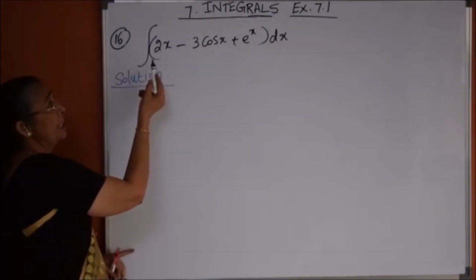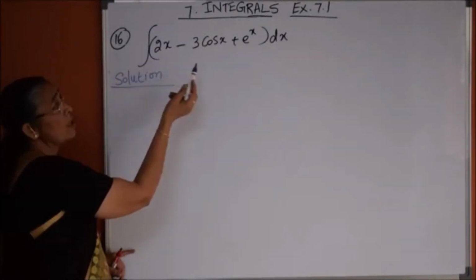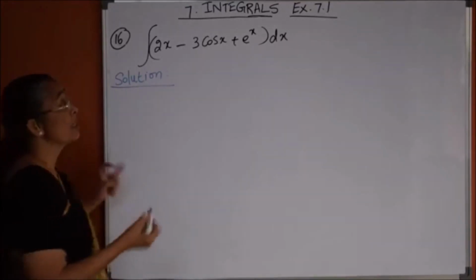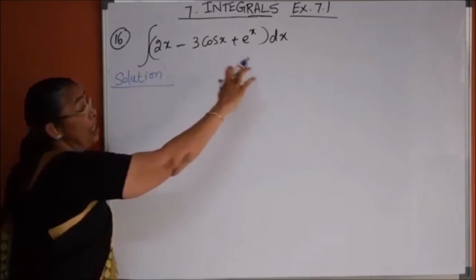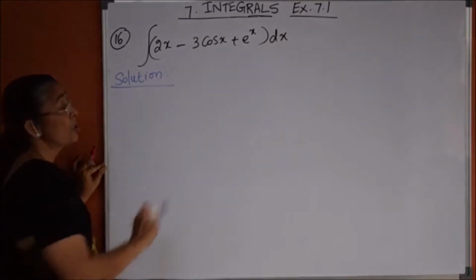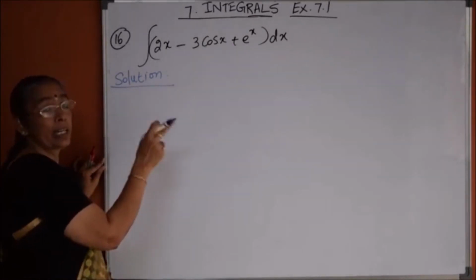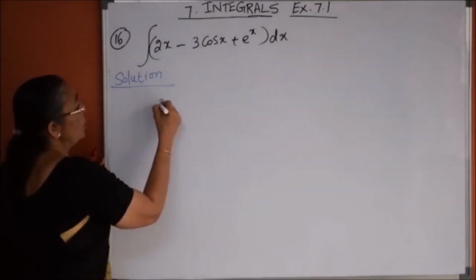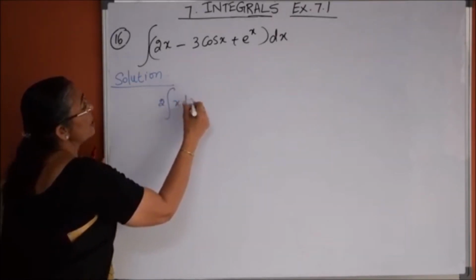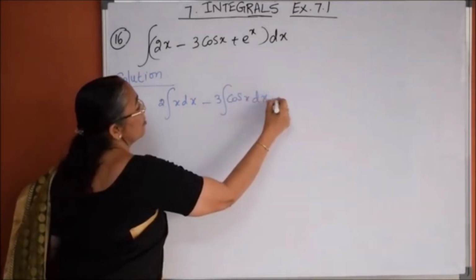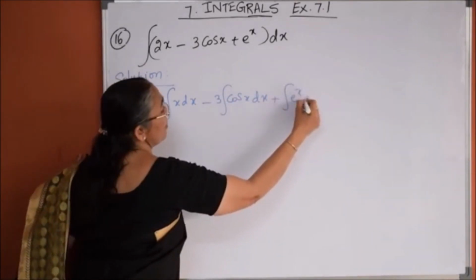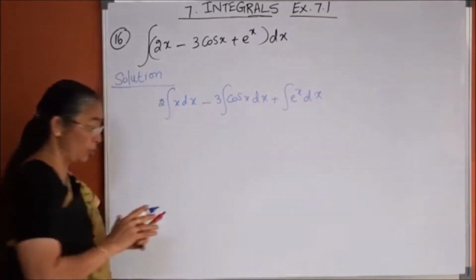Now integration of 2x minus 3 cos x plus e power x dx. This given function is having algebraic function, trigonometric function and exponential function. So let me split this function and integrate separately. So this is nothing but 2 times integration of x dx minus 3 times integration of cos x dx plus integration of e power x dx. Integration of all those things.